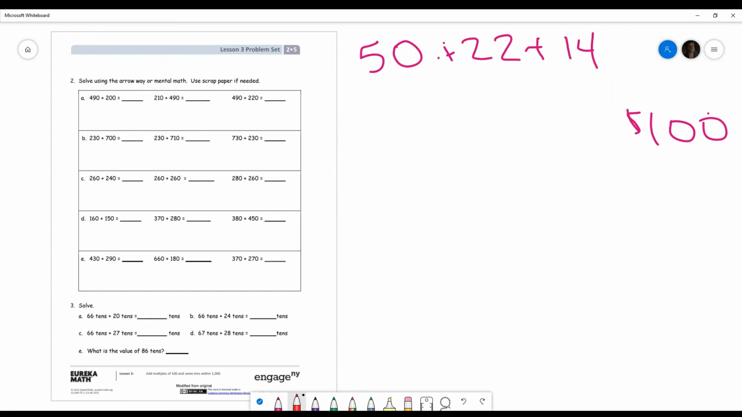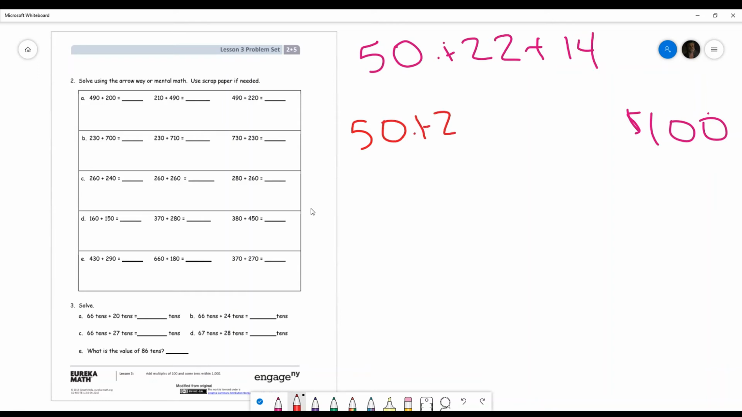So I have 50. That's a nice even number, 50. 22. Well, I have two tens, which is 20. And I know 50 plus 20 is 70. And then I have 14, which is an extra 10. So 70 plus 10 is 80. So let's write that out. You wouldn't write this out in your head, but let's write it out so you could see it.